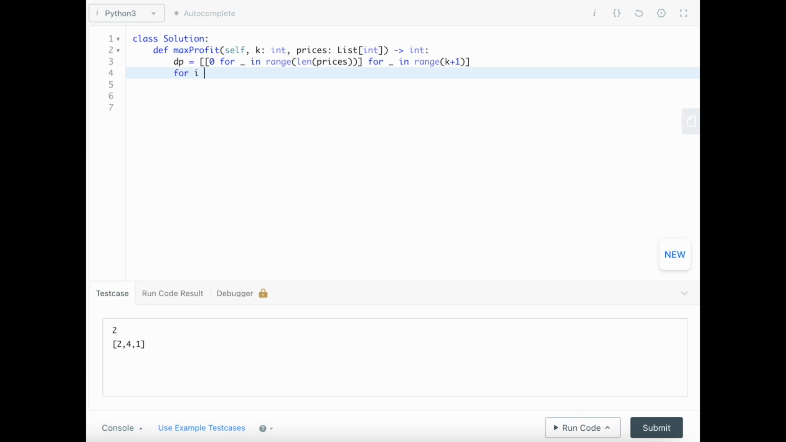So for i in range of 1 to k plus 1 transactions, and our best_buy is equal to dp[i - 1][0] minus prices[0], we are purchasing the stock on that 0th day, and we are going to look for j in range of 1 to length of prices.